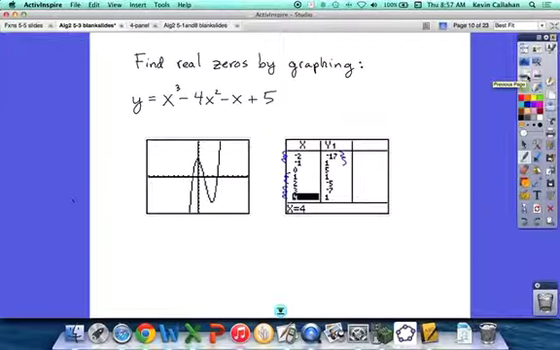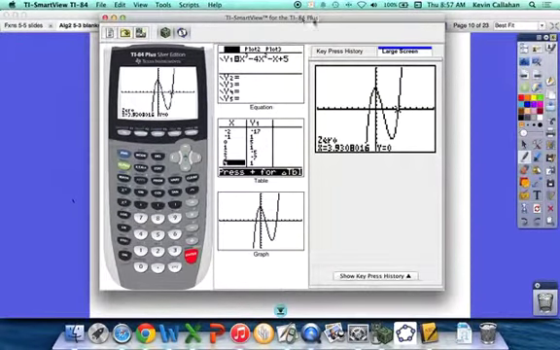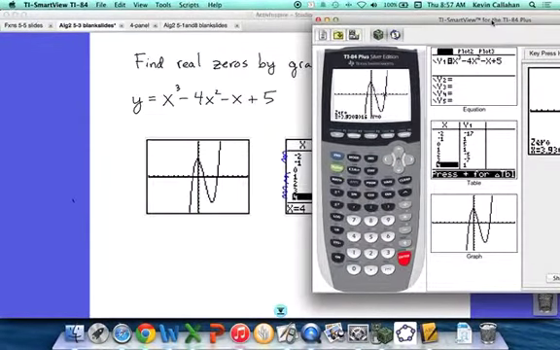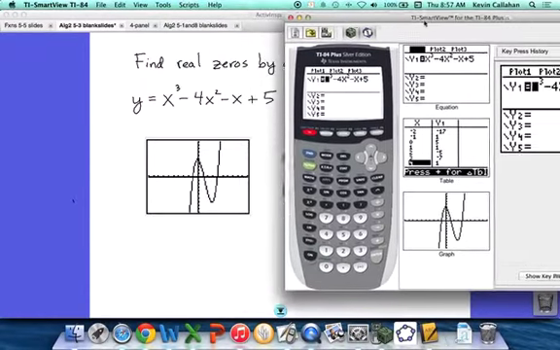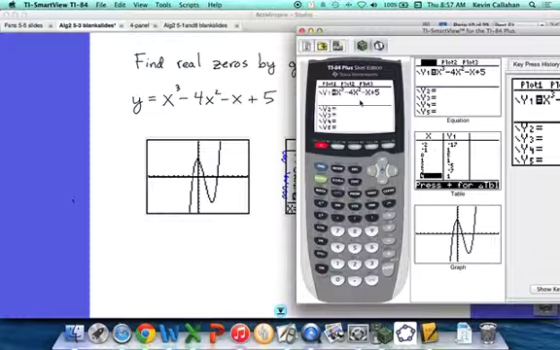So in this problem, you're going to start out in the calculator, put that function on the y equals, right? There it is right there. Put it up there. That's the starting point.